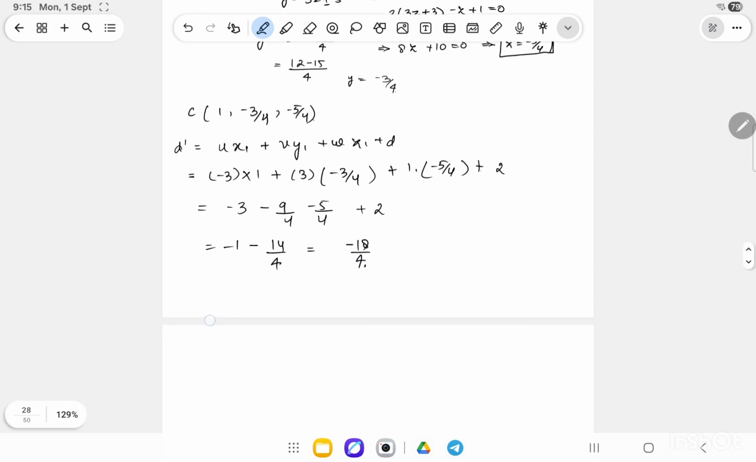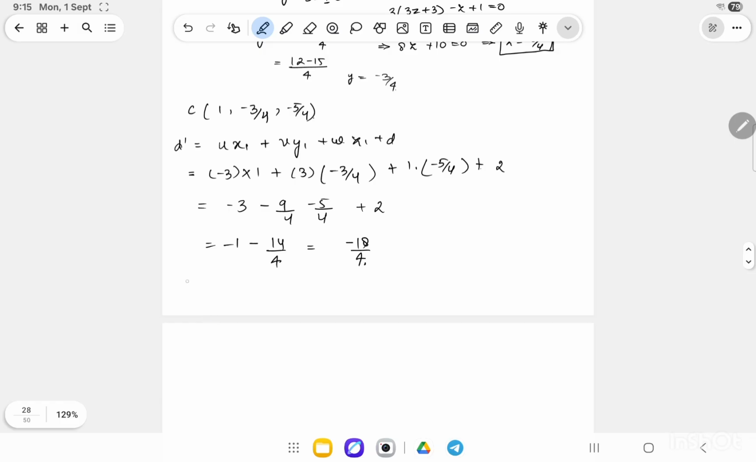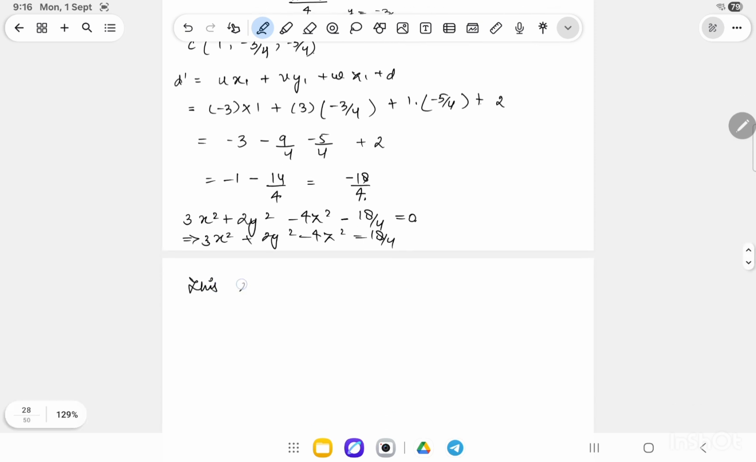So my reduced equation is basically 3x square plus 2y square minus 4z square minus 18 by 4 equals 0. So this is 3x square plus 2y square minus 4z square equals 18 by 4. So this basically represents a hyperboloid in one sheet.